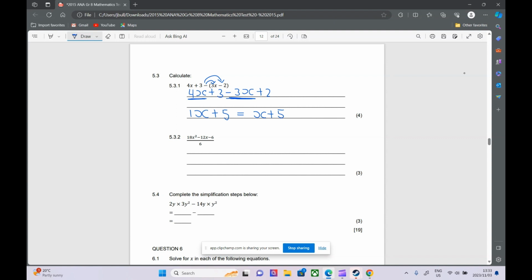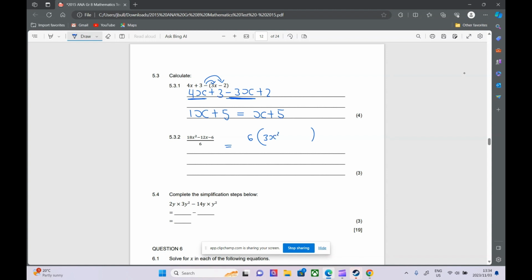With the next one, we've got a fraction. What I always try to do with the fraction first is let's try simplify the top separately and the bottom separately. So what we can do at the top is we can actually take out a common factor of 6 here, okay, because 6 goes into each of those terms. So at the top, we are going to take out a common factor of 6. So what we have left is 18 divided by 6 is 3x squared.